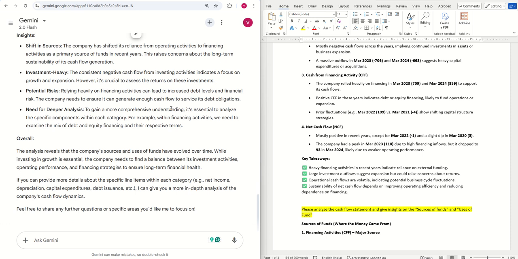Friends, in the next video we'll discuss management quality analysis. Quite often we talk about management quality, but we don't know how to evaluate it. There are easy ways to evaluate it, where you can get a lot of insights from published information. So the next video will be dedicated to management quality.